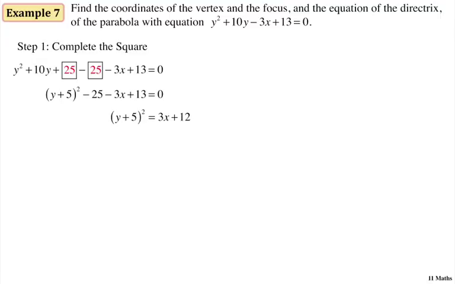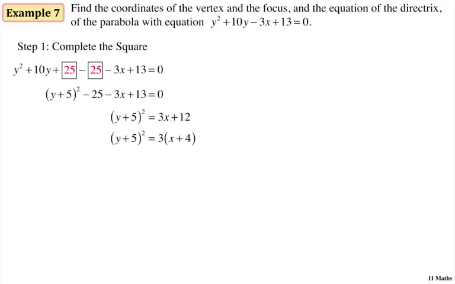This is almost ready. We need to take out a common factor of 3. And when we do that, 3 goes into 12 4 times, we get 3 bracket x plus 4. So this is a parabola that is in the form y squared equals. It means it opens left or right if it starts with a y squared, and because that's a positive 3, it will open to the right.